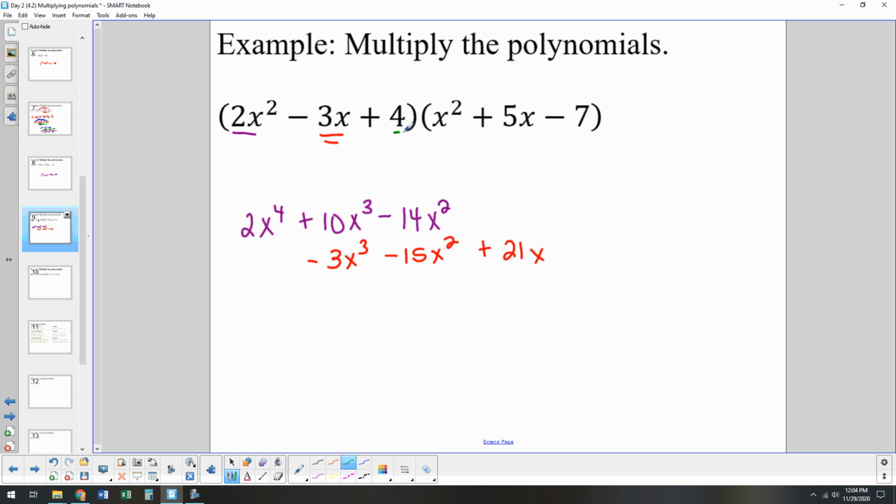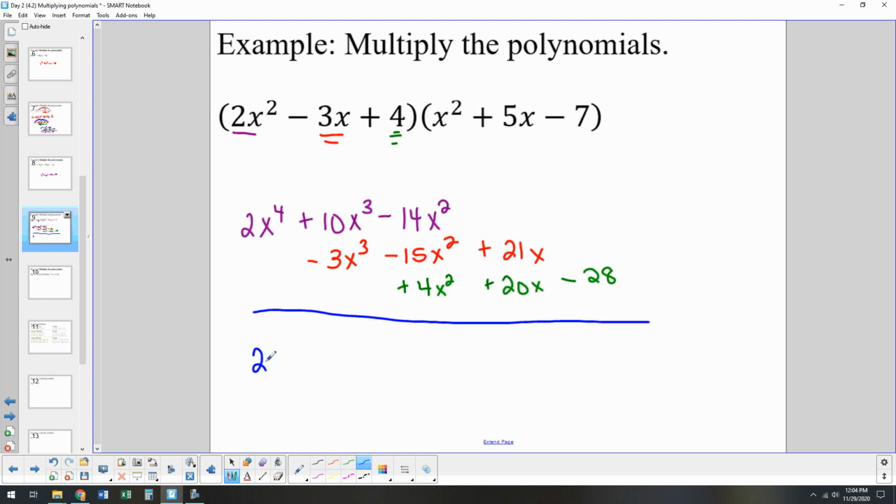And then lastly, we're going to take this 4 and distribute it to all 3 parts. So 4 times x squared is a positive 4x squared. 4 times 5x is positive 20x. And 4 times negative 7 is negative 28. So we have 2x to the 4th plus 7x to the 3rd minus 25x squared plus 41x minus 28. And that is our answer.